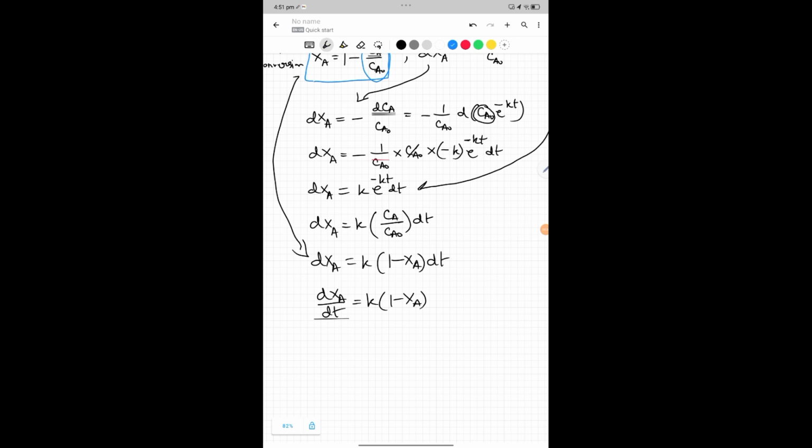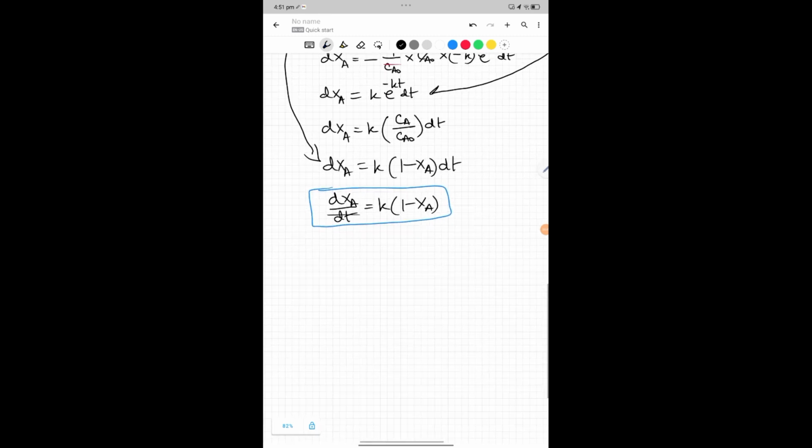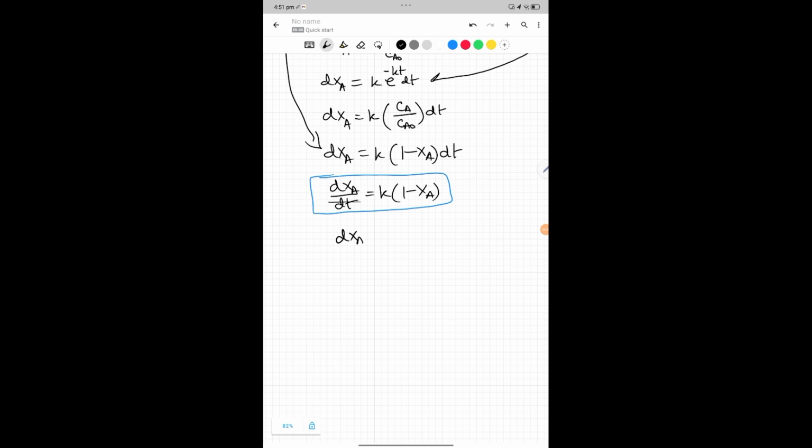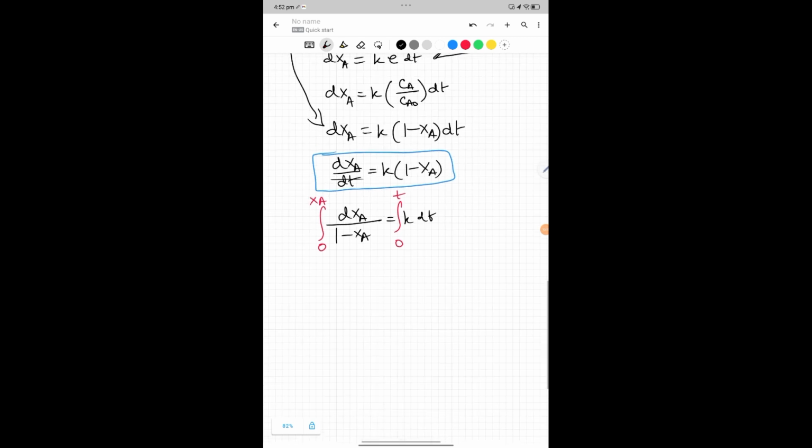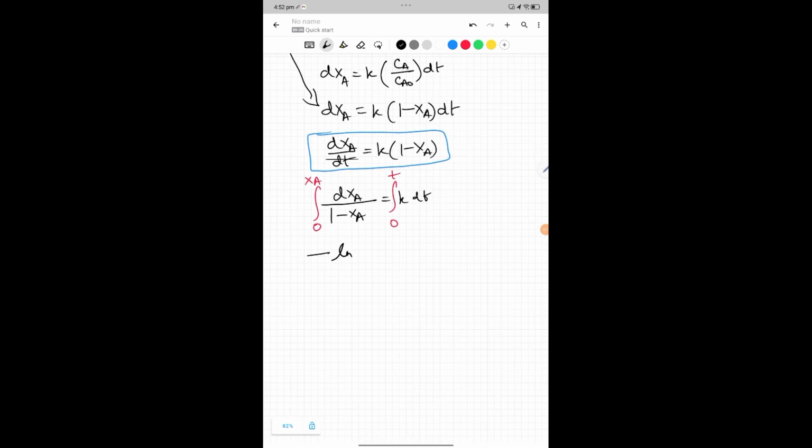So this thing is very important. Now again we can integrate this expression. So let's integrate. We can bring it over here: dxa by 1 minus xa is k dt. We can integrate it from 0 at time t equal to 0 to xa at time t equal to t. So if we integrate this, what do we get? It's minus ln of 1 minus xa is equal to kt.